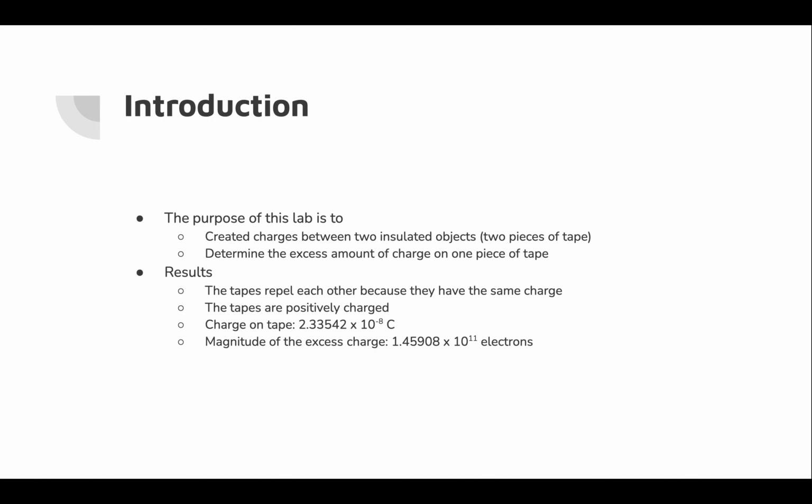The purpose of this lab is to create charges between two insulated objects, which would be two pieces of tape, and determine the excess amount of charge on one piece of tape. The preliminary results from this experiment are that the tapes repel each other because they have the same charge. The tapes are positively charged. The charge on the tape is 2.33542 times 10 to the negative 8 coulombs, and the magnitude of the excess charge is 1.45908 times 10 to the 11th electrons.